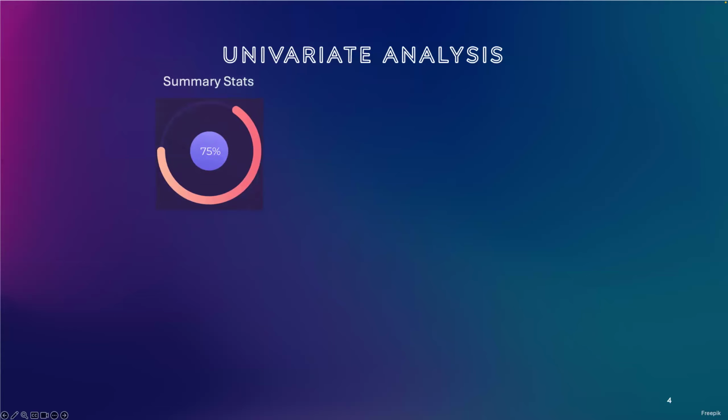So first of all, we have summary stats. And here we can have different measures. For instance, a measure of central tendency. Here we have statistics like the mean, the median, the mode that we discussed in a video last week, which summarize the data with a single representative value at the center.